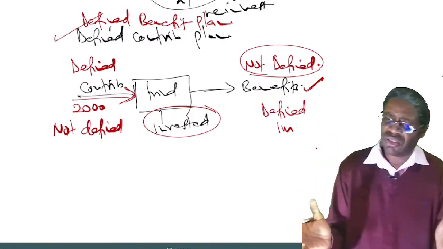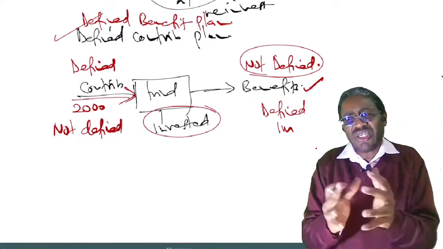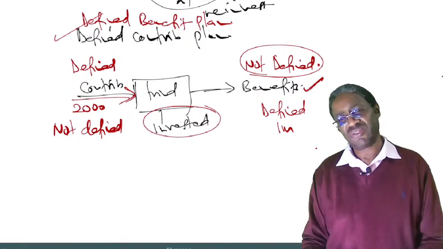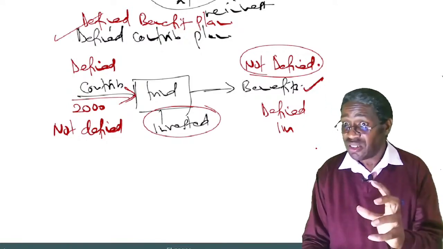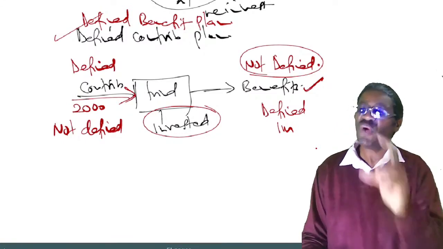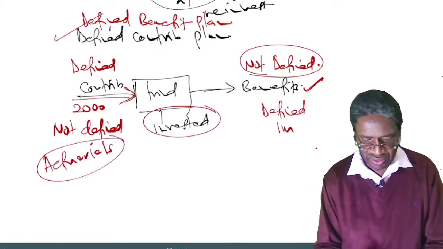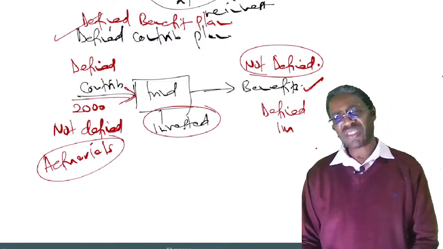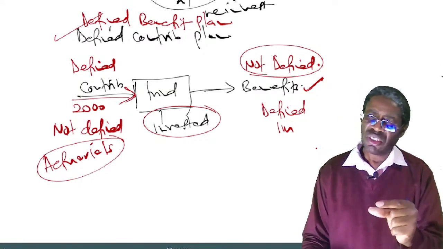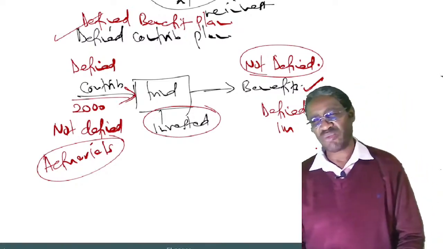Then we asked ourselves, as an employer, how much should I be contributing into this fund in order to create a fund of 1 million? We said it is at this point in time that you as a company will need the services of the actuaries. You will ask them, please calculate for me how much I should be contributing in order to create a fund of 1 million shillings 10 years from now.